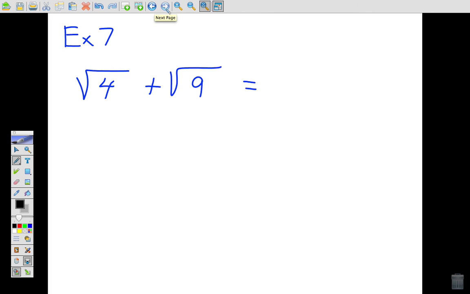Let's simplify this. Now remember, before you add, you got to do the exponents or the square roots. So what's the square root of 4? What number times itself is 4? 2. Plus, what number times itself is 9? 3. And now we add, and we get 5.